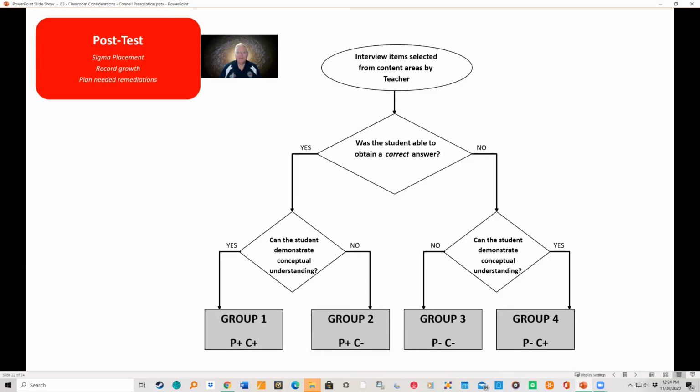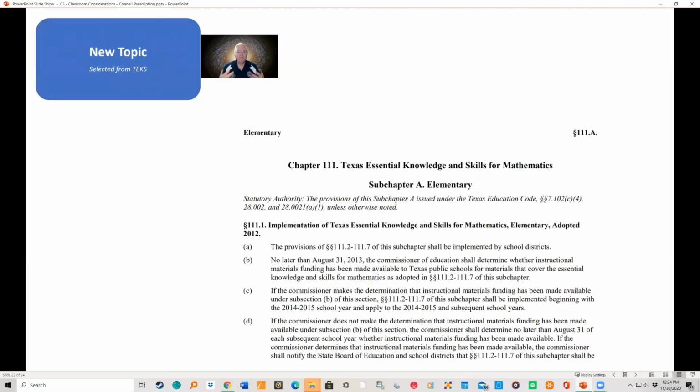And so again, now you see we have this cycle. Now we're back at the beginning where we've picked up a new topic and we are using that topic for our next instructional cycle.